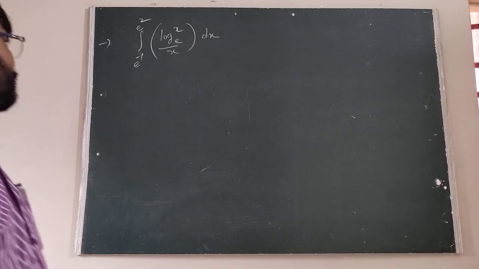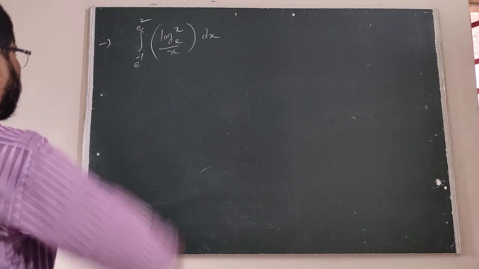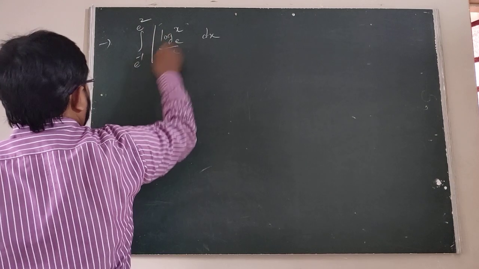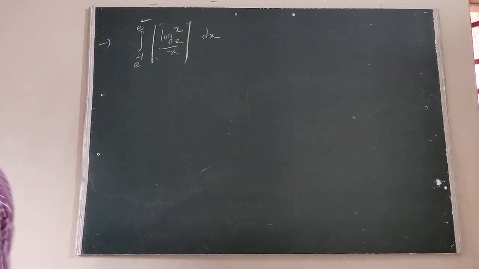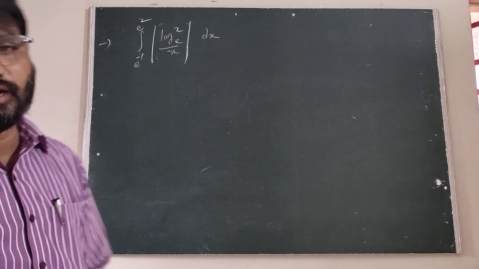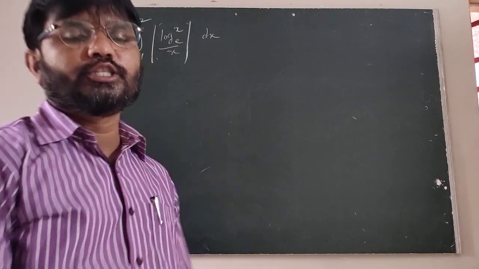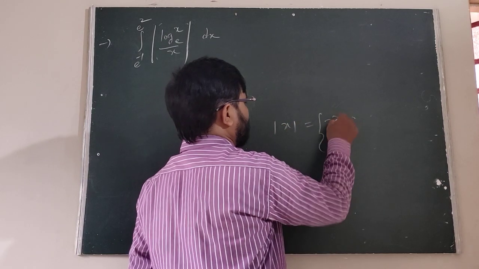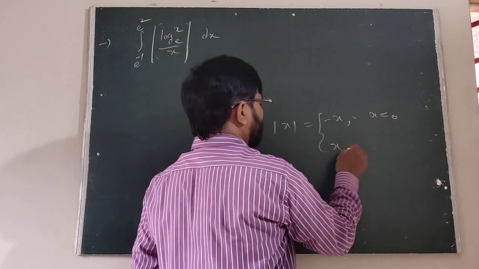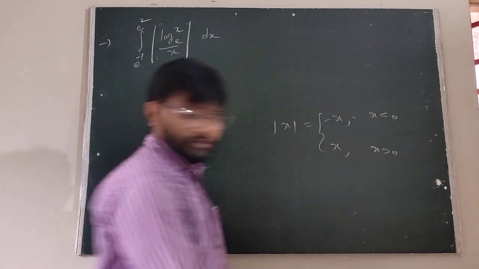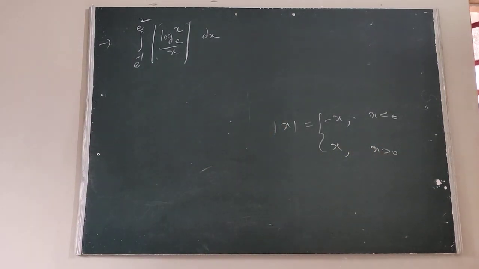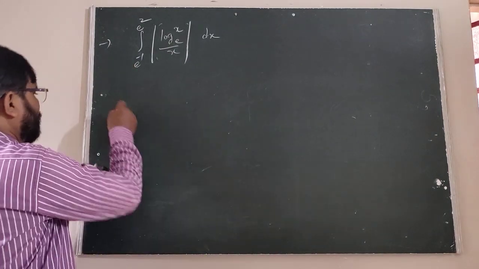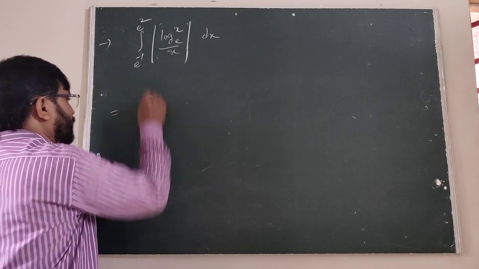Now another one: the integral from 1 by e to e square of modulus of log x base e upon x. We have to know how the modulus works. For example, mod x is minus x for x less than 0, and plus x for x greater than 0. Similarly, here the mod function splits at 1 by e to 1.